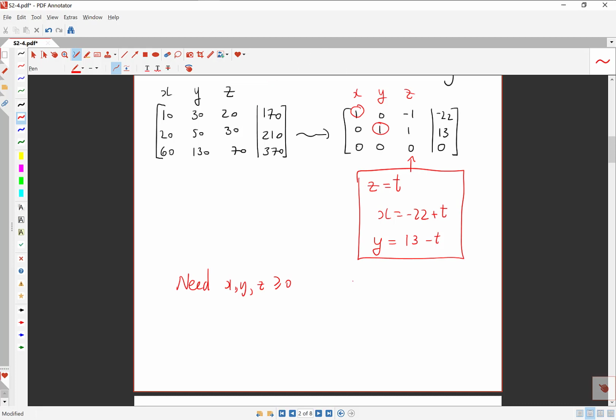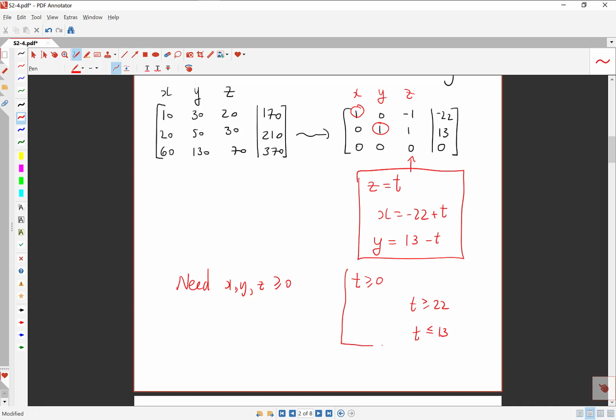If we want Z to be non-negative, that's like saying we want T to be greater than or equal to 0. From the X value, we can say, well, we need negative 22 plus T to be greater than or equal to 0. If we do a little bit of algebra here, that implies that T needs to be at least 22. And in a similar way, if we do the restriction for Y, we're saying we need 13 minus T to be at least 0. If we add T to both sides, that implies 13 needs to be at least T. Or often we'll write that inequality just the other way around. That says the same thing as T can be at most 13.